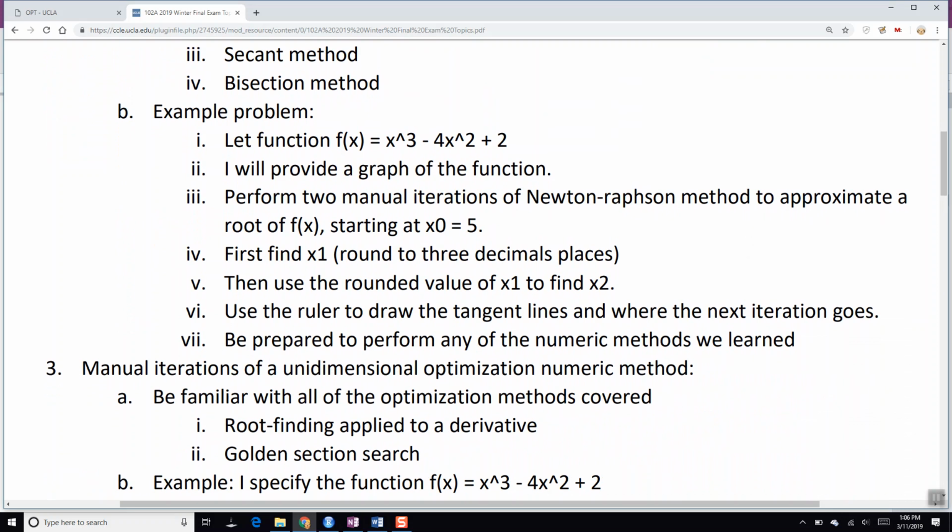And then this is where the ruler comes in. You'll draw any lines necessary, whether that be tangent or secant lines, to show where the next iteration goes. Are there any questions there? No? This is good? Okay.